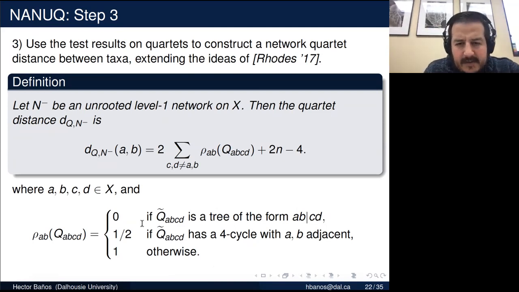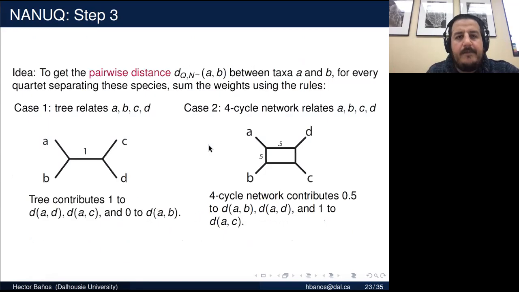I'm going to explain that a little better. Before going to the next slide where I explain these cases more, note that for each quartet, a tree where A, B are a cherry always accounts for 0, and then you just have to account for 2 times 2n minus 4. Anything else, where A and B do not form a cherry, adds to the distance between them, making them further and further apart. So the main idea is to get the distance between 2 taxa, then for every quartet separating these species, you use the rules of phi.